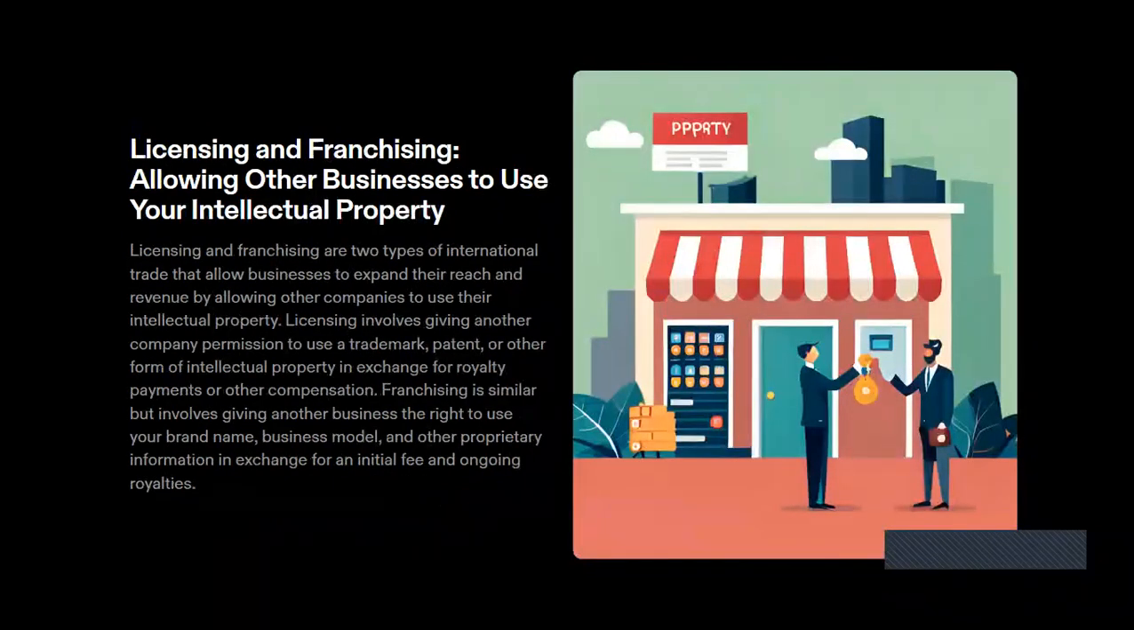Licensing and franchising: allowing other businesses to use your intellectual property. Licensing and franchising are two types of international trade that allow businesses to expand their reach and revenue by allowing other companies to use their intellectual property. Licensing involves giving another company permission to use a trademark, patent, or other form of intellectual property in exchange for royalty payments or other compensation.